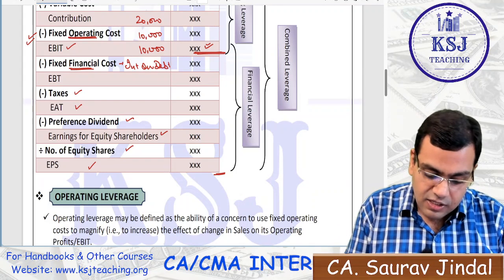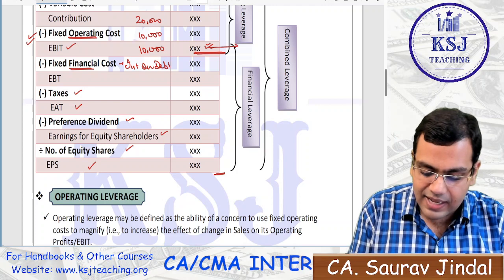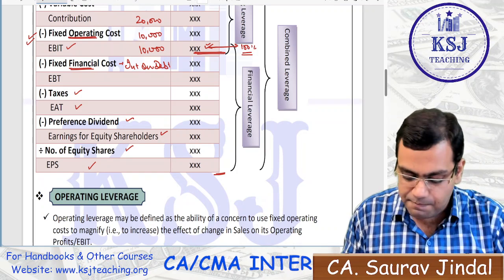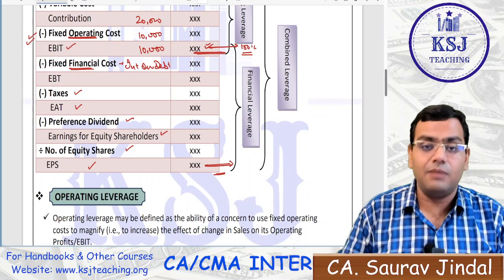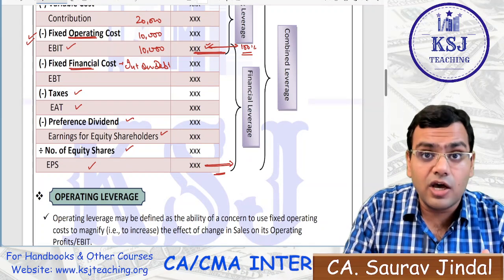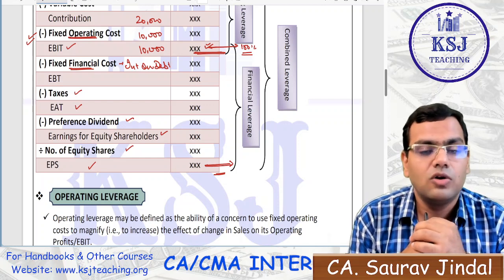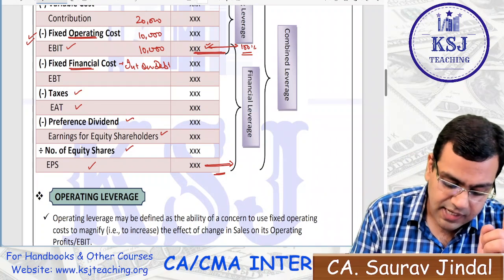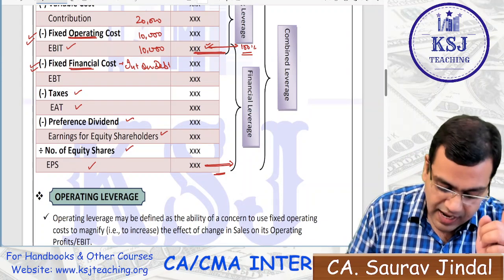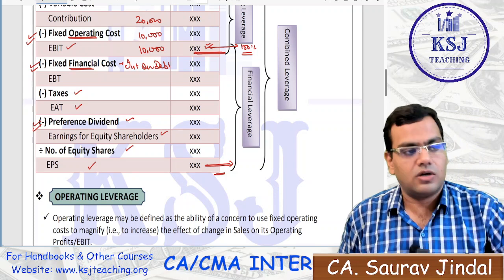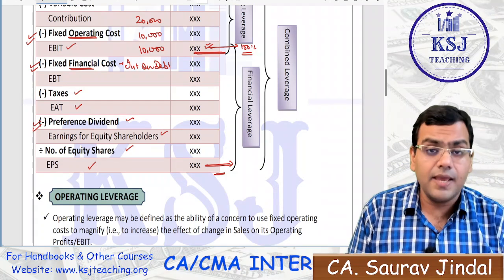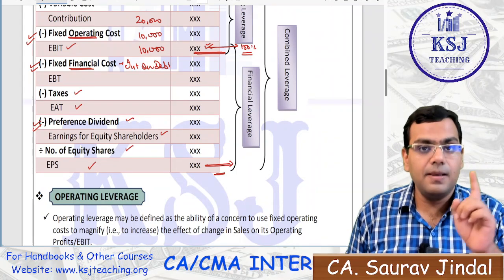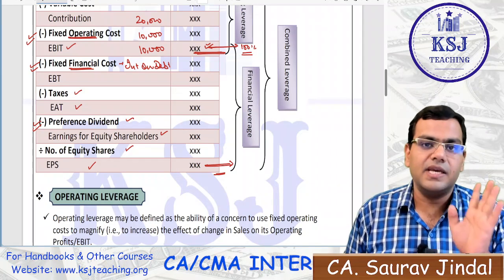But if this EBIT increases by, let's say, 100%, what will be the impact on the EPS? Sir, will your EPS increase by 100%? No, sir, it will increase by more than 100% if there is a fixed financial cost and the fixed preference dividend cost. If these two costs exist, your EPS will increase by more than 100%. So it is a relationship between EBIT and the EPS.